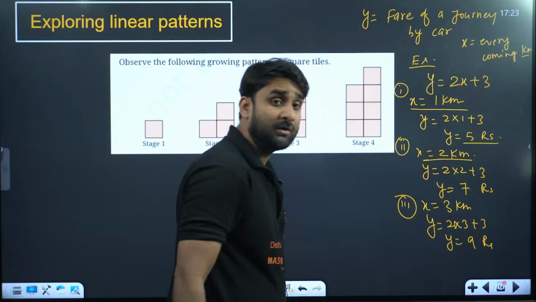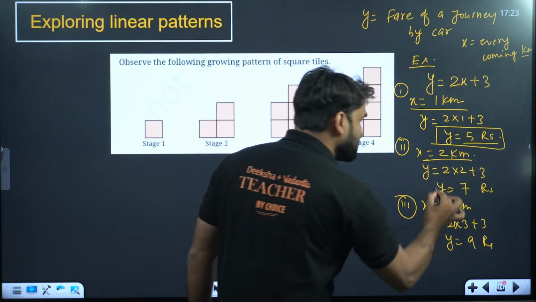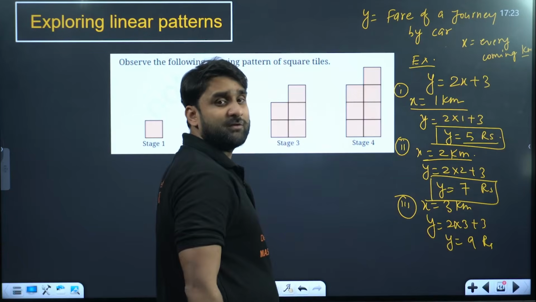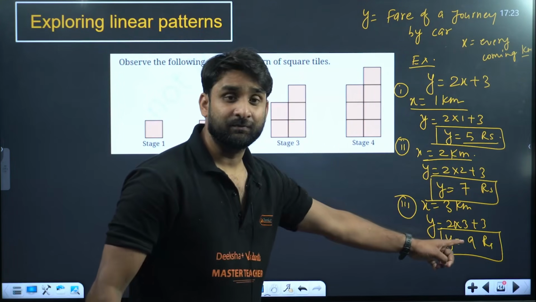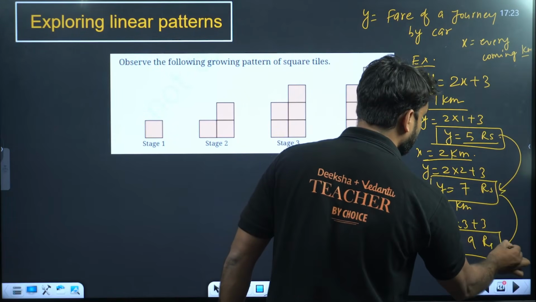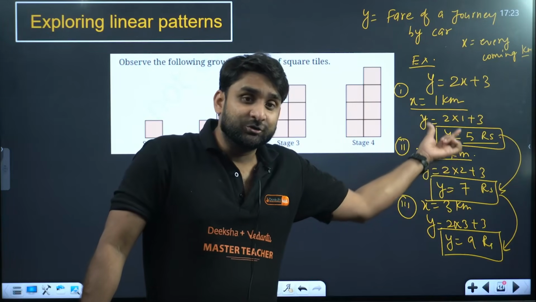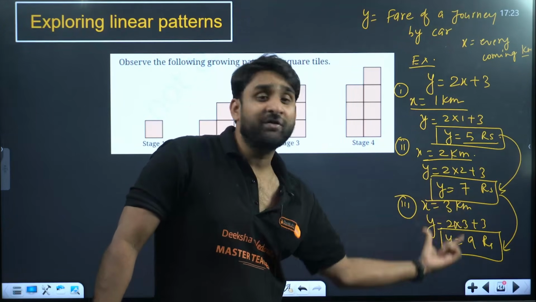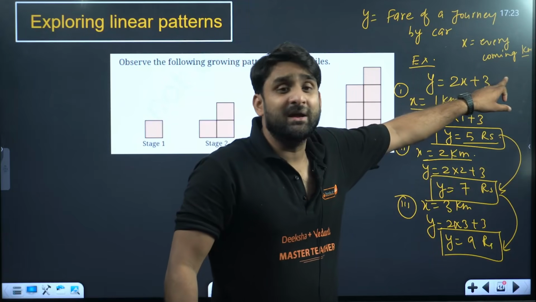Can you see here? The first amount for 1 kilometer was 5 rupees, the second amount for 2 kilometers was 7 rupees, and the third amount for 3 kilometers was 9 rupees. So every amount is increasing by 2 rupees. Can you see here? This is called a linear pattern. So the fare of the car is increasing linearly, because this was the condition by the car driver.